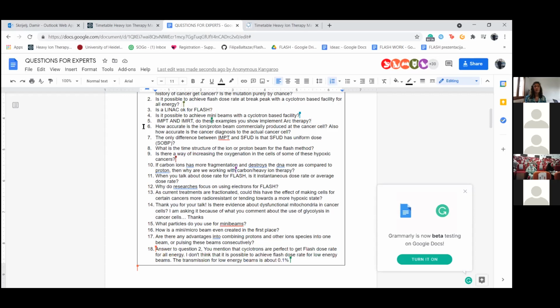If carbon has more fragmentation and destroys the DNA more as compared to protons, then why are we not working with carbon ions? The main reason is cost. A carbon facility costs about 5 times a proton facility. And the second reason is there are no clinical data showing a major advantage of it. There are very few clinical studies that have shown the huge advantage of carbon ions. So there are still ongoing clinical studies to show the advantage.